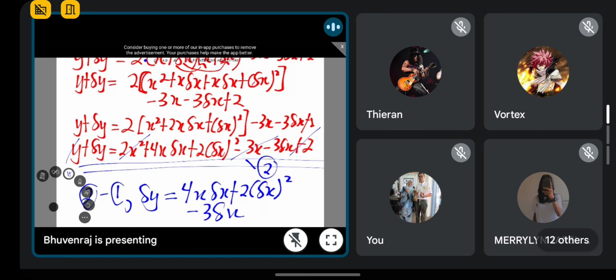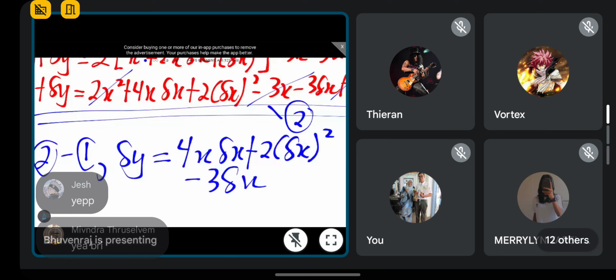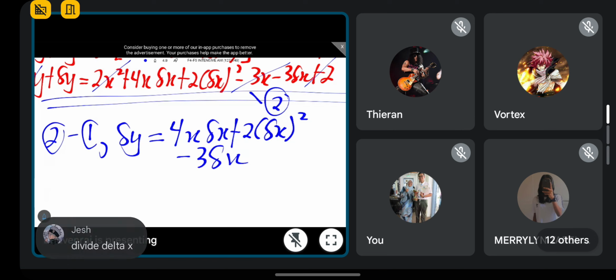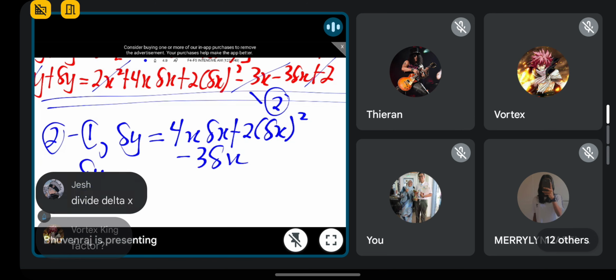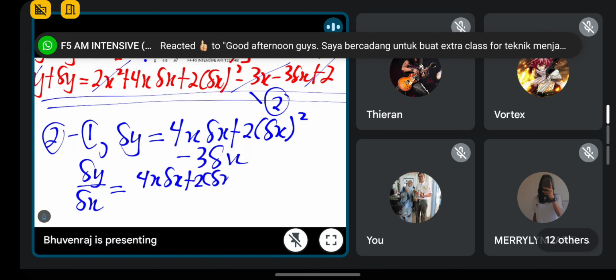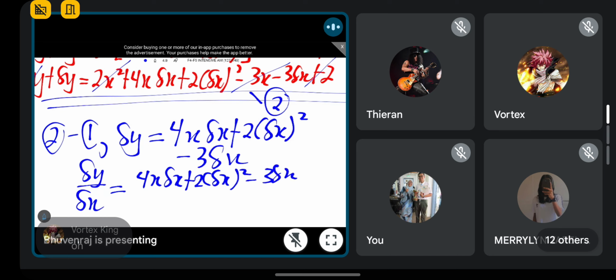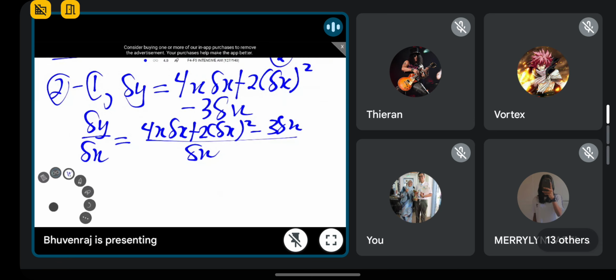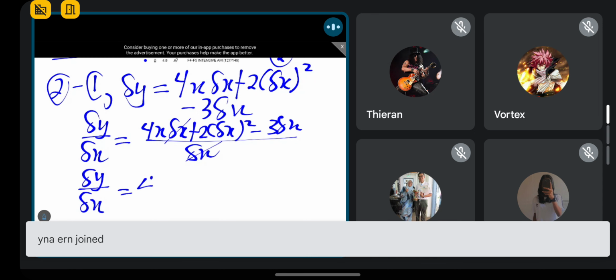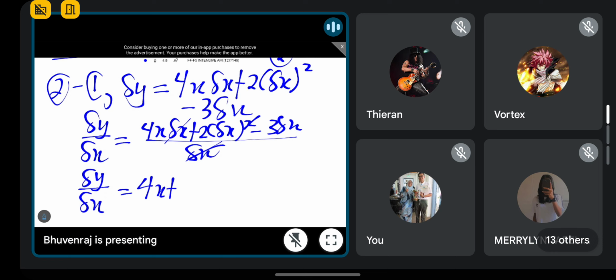Okay guys, can you understand how I get this equation now? So what's the next step guys? Try to remind me. Yes, divide delta x. Very good. Because we want to eliminate delta x. 4x delta x plus 2 delta x square minus 3 delta x over delta x. After you do this, you can simplify the equation. So delta y over delta x equals, these two cut, become 4x, the power you can cut, become 2 delta x, these two also cut, so become minus 3.